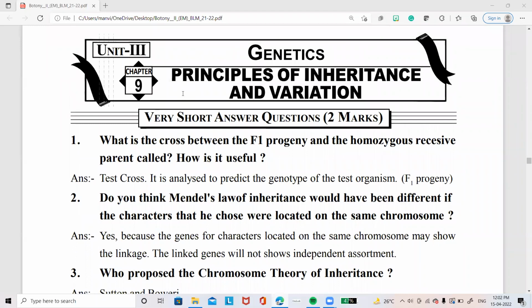Principles of inheritance and variation. Very short answer questions.